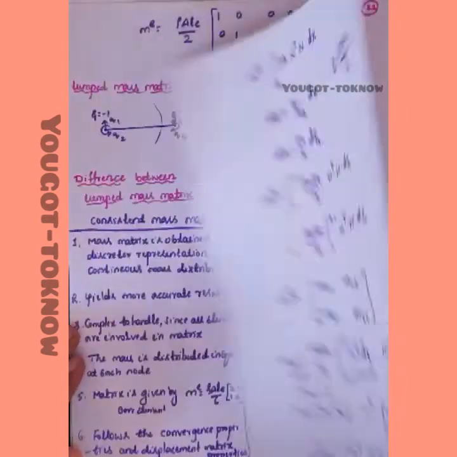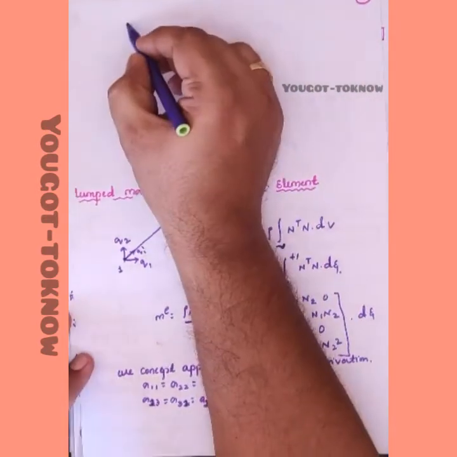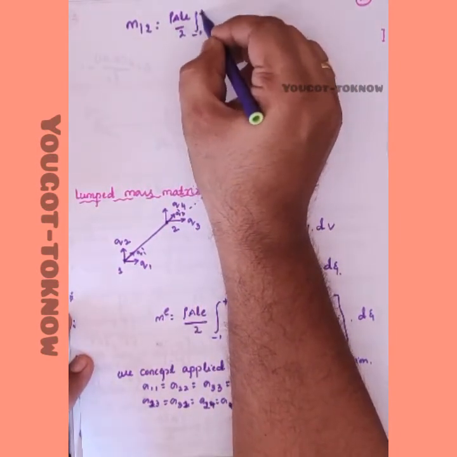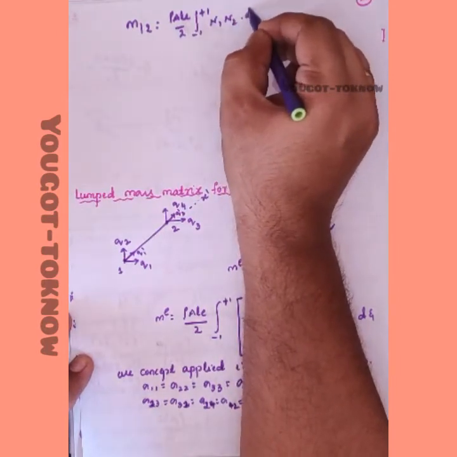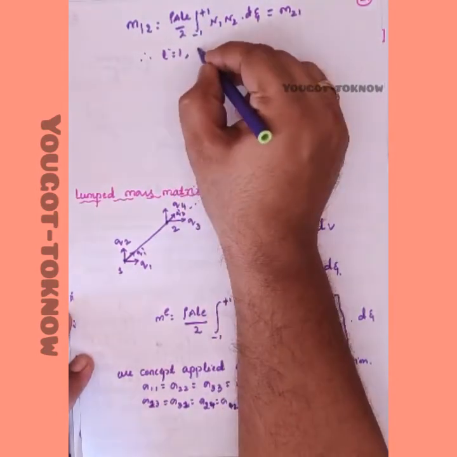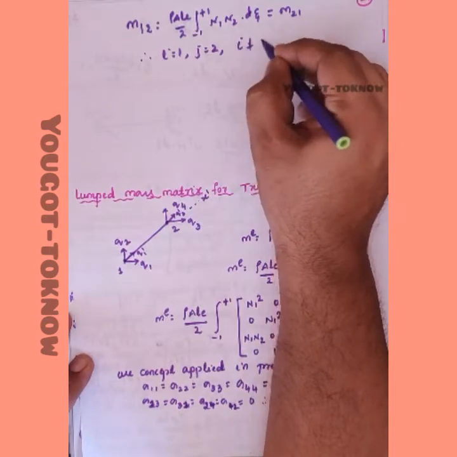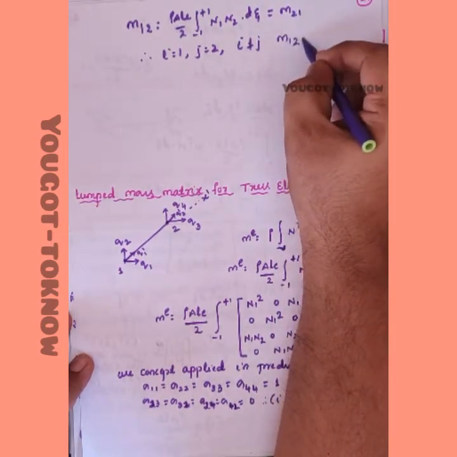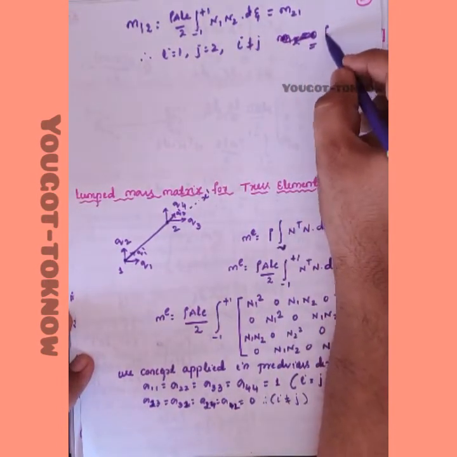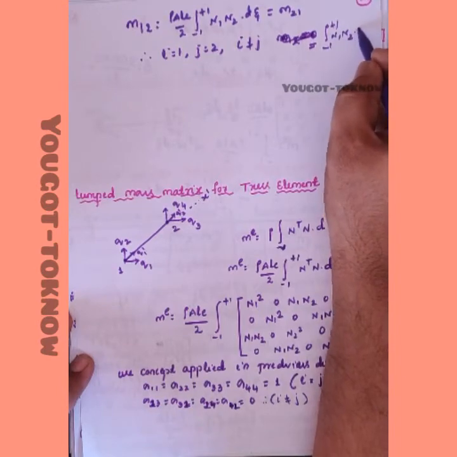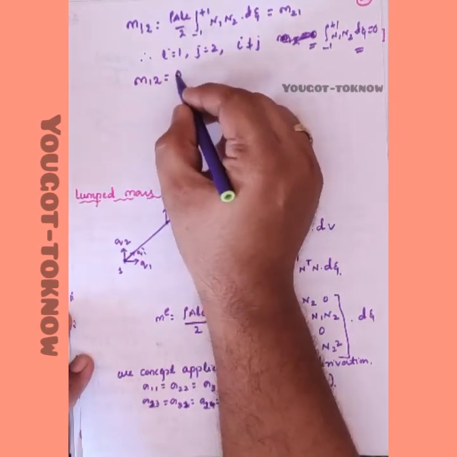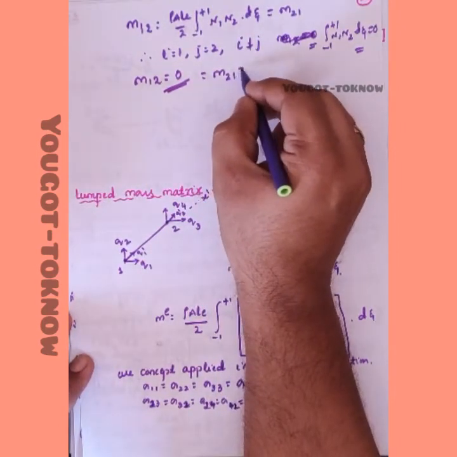Now similarly, take your next value m12. What is m12? Rho A le by 2, integral from minus 1 to plus 1 of N1 N2 into d zeta. This is also equal to m21. But if you observe here, i equals 1 and j equals 2, that means i is not equal to j, so the value will be 0. That means the integral from minus 1 to plus 1 of N1 N2 d zeta will be equal to 0. So m12 will be equal to 0, and this is also equal to m21.